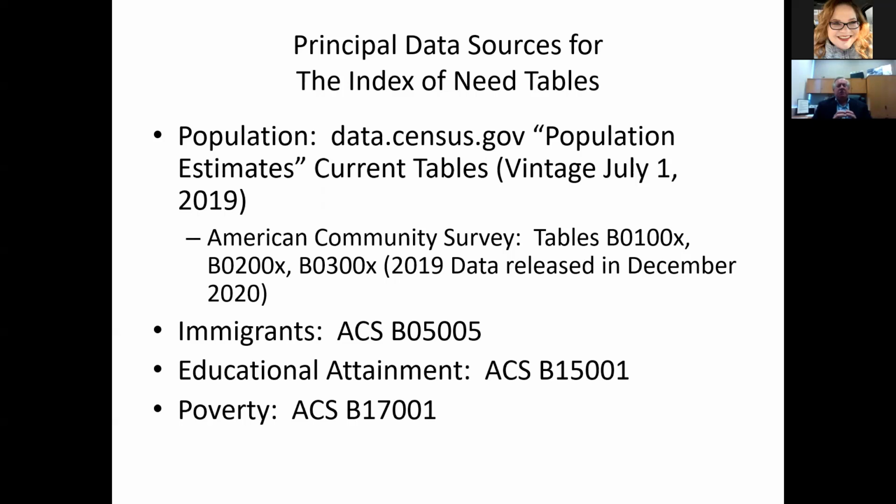That table tells us the number of people who have immigrated to the U.S. from a foreign country and have lived here less than 10 years. Educational attainment is broken out by less than 9, less than 12, and other educational attainment categories in table 15001. We get our base poverty data from the ACS 17001.